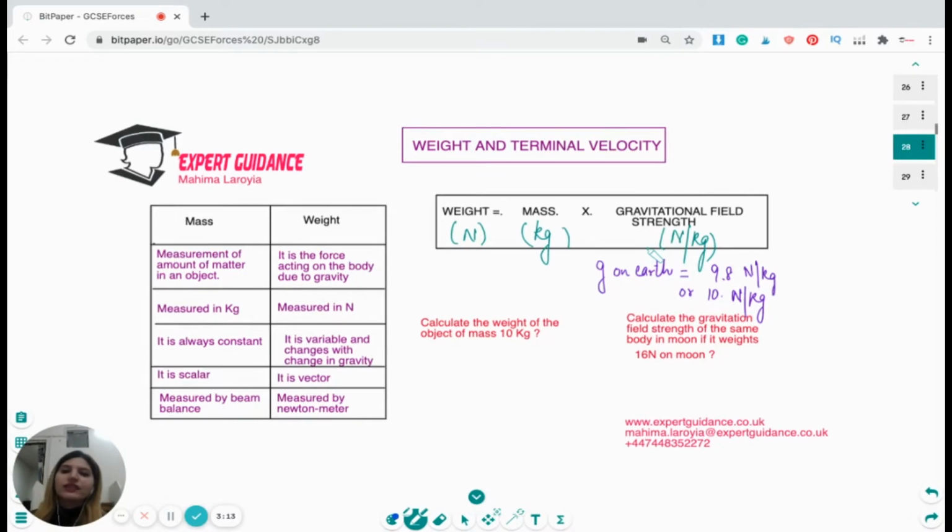Now let us take a look at a very important concept, which is weight and terminal velocity. Now you must have heard the word weight. Now what exactly is this weight?